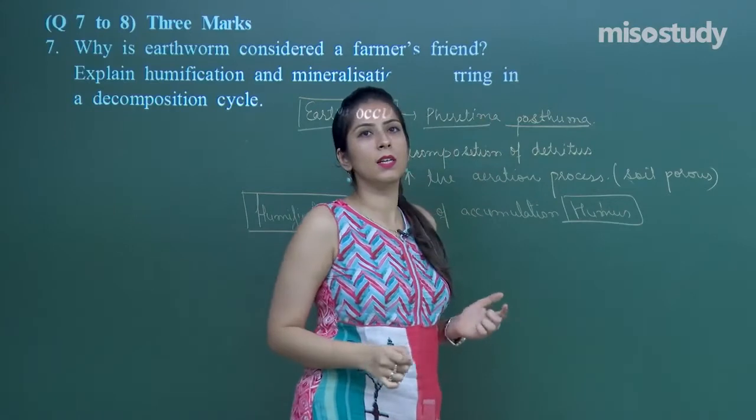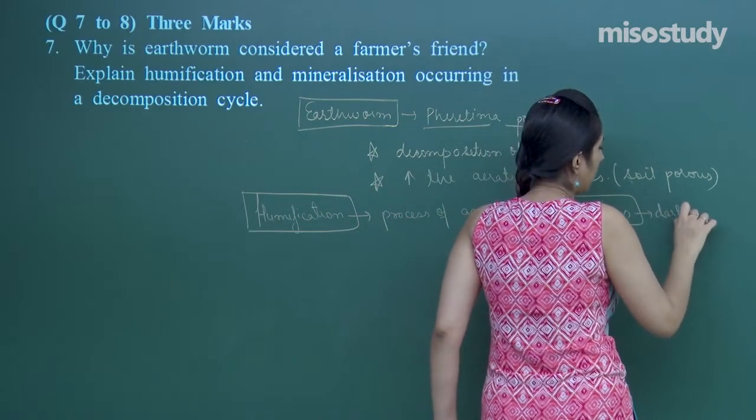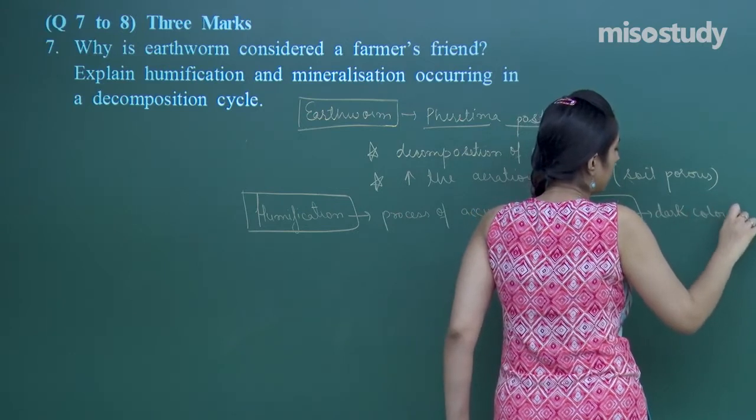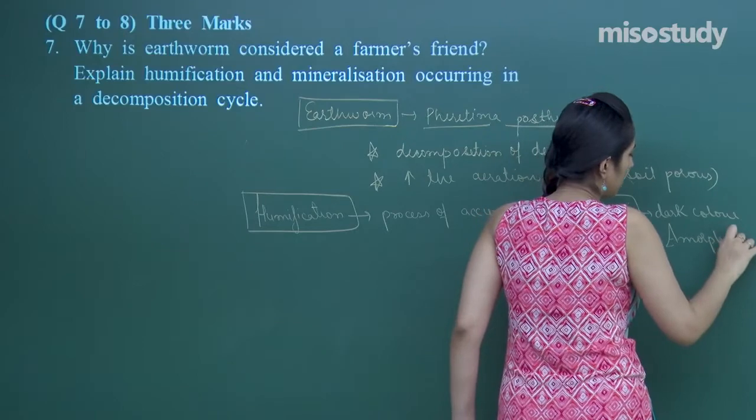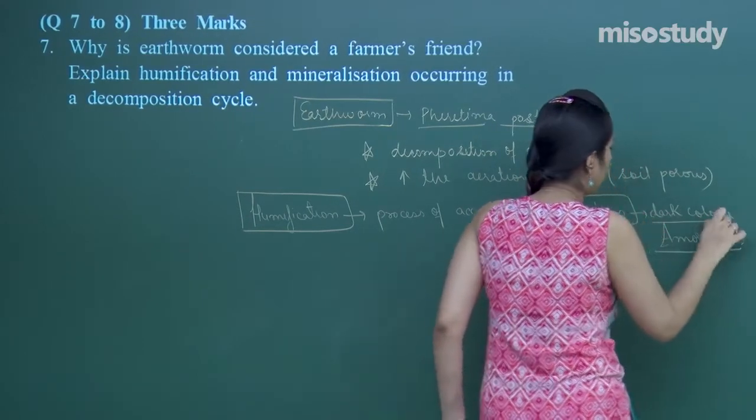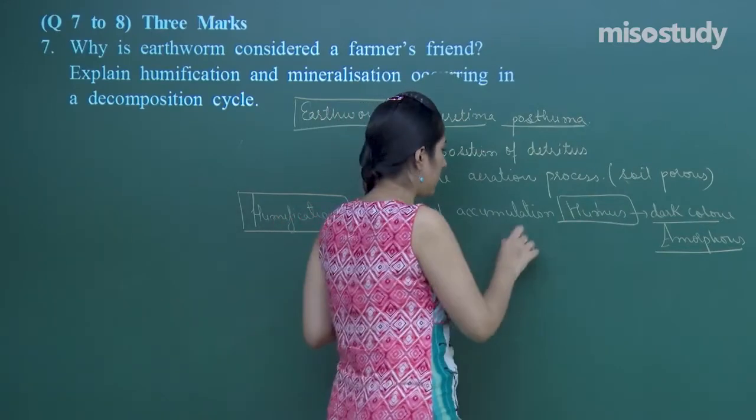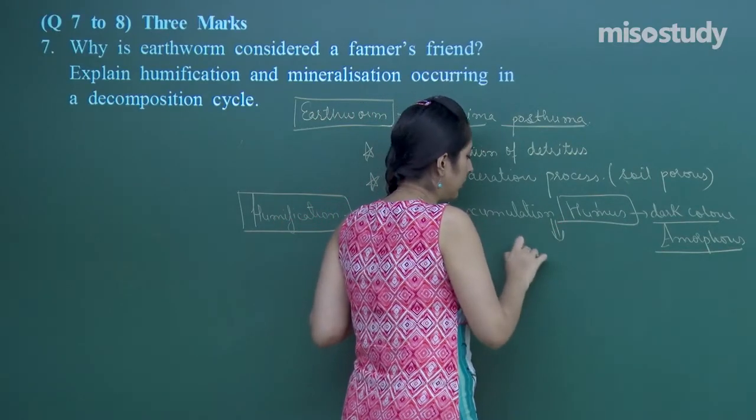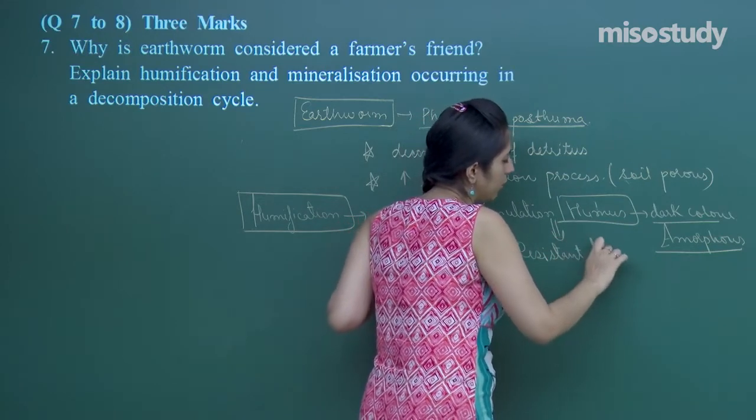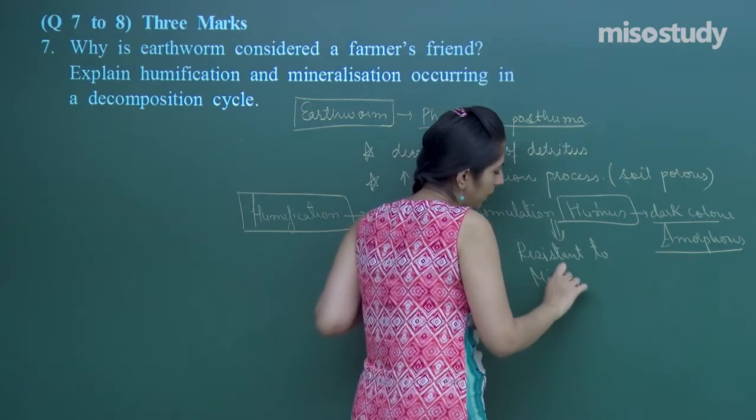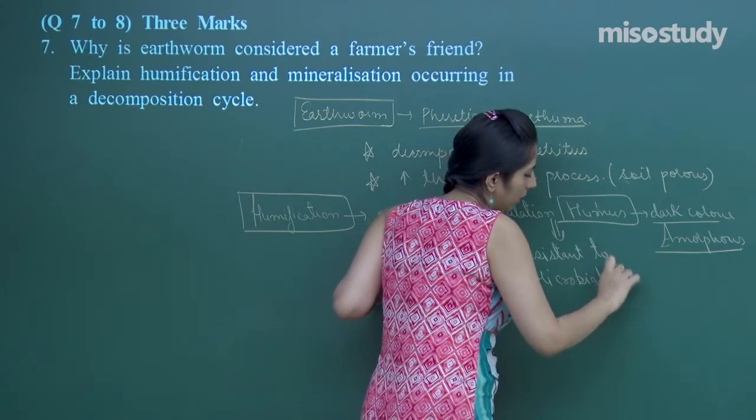Humus is a dark colored amorphous substance. Right? And this humus is resistant to microbial or bacterial action.